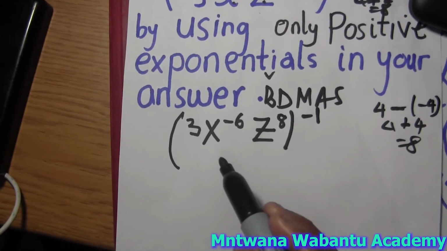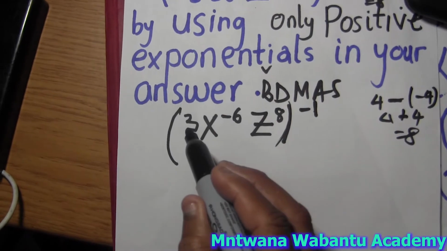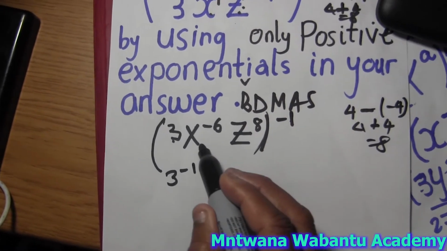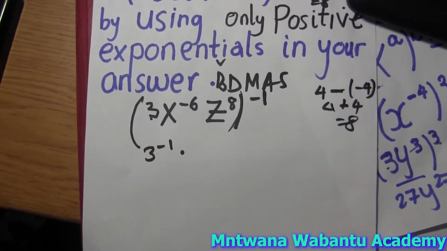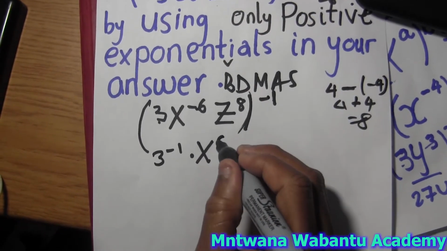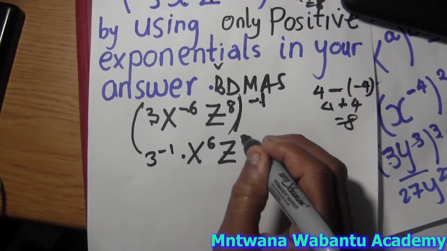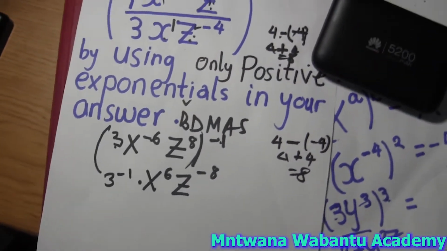So this time I say 3. Now look, bracket for both, power negative 1. So 3 power negative 1 is going to become 3 power negative 1. And then x power negative 6 times negative 1. So I'm going to write my x. And then negative 6 times negative 1 is going to be positive 6. And now you have z. 8 times negative 8 is negative 8. Okay? So then after that, we finish.